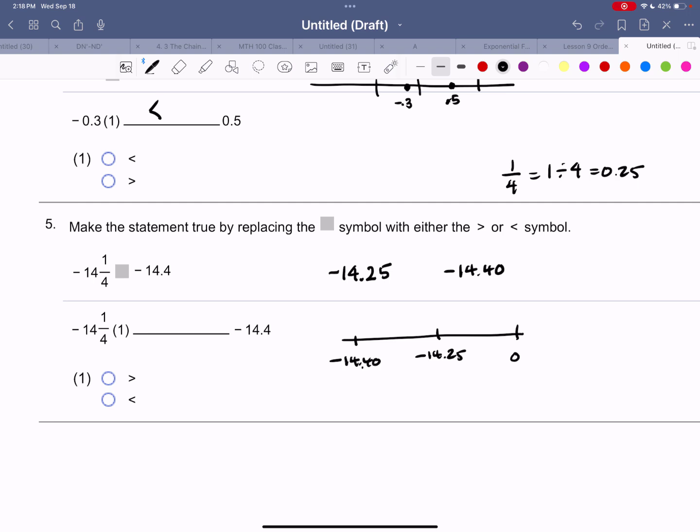Think about this with money. When would you owe more? When would you be deeper in the hole? If you owe $14.40 or $14.25. So the $14.40 is the smaller one. So -14 1/4 is greater than -14.4. Always have the point of the symbol toward the smaller of the two numbers.